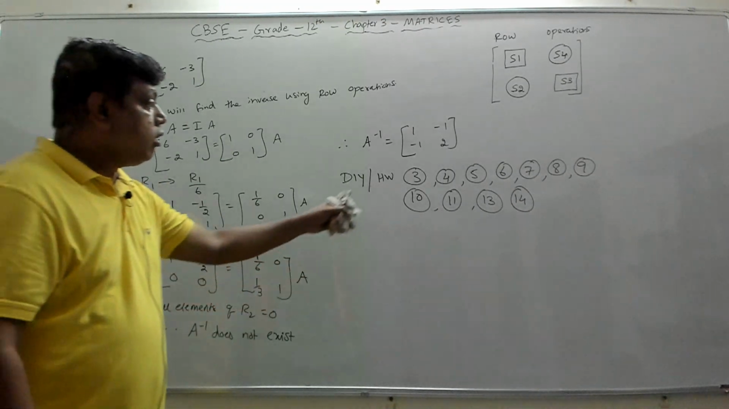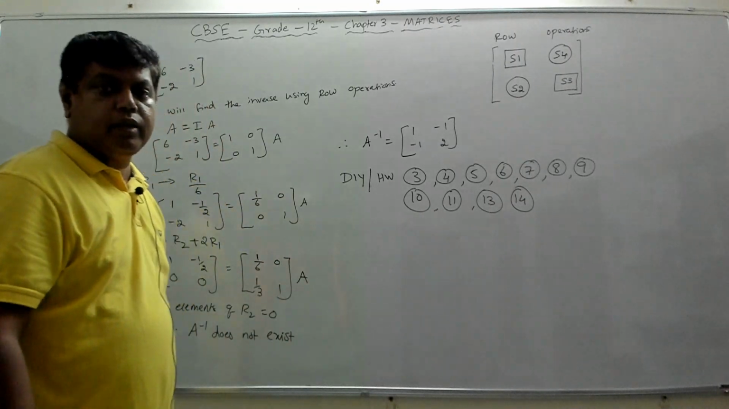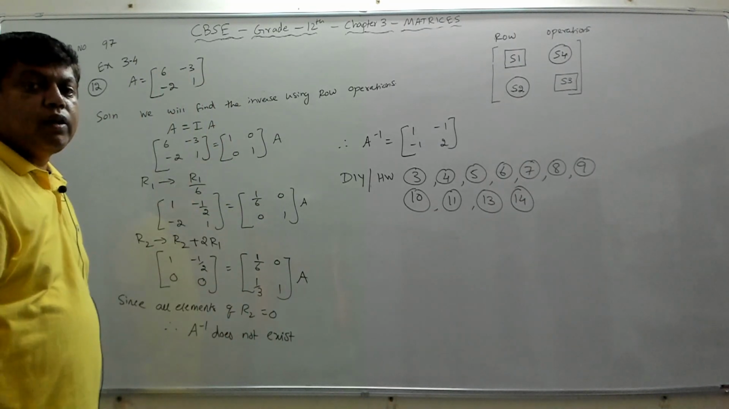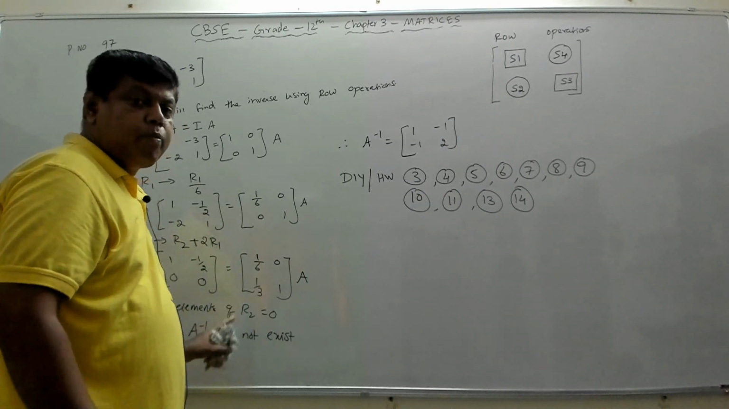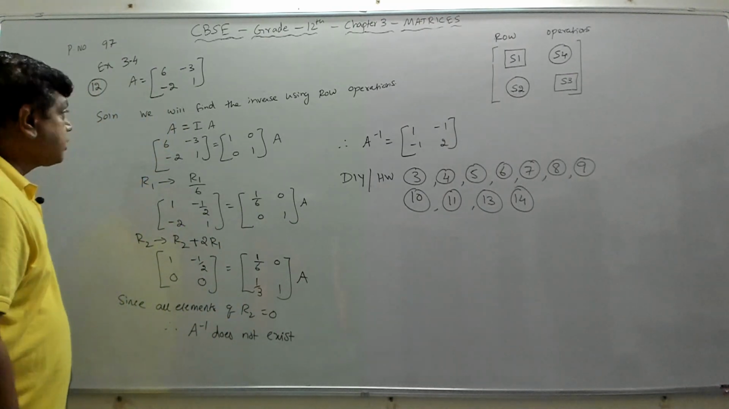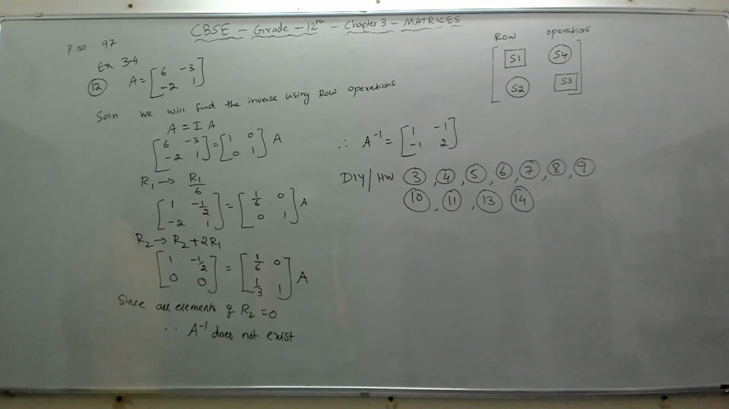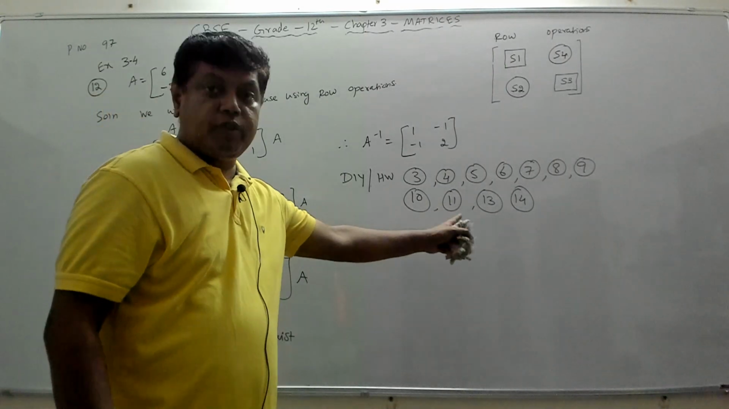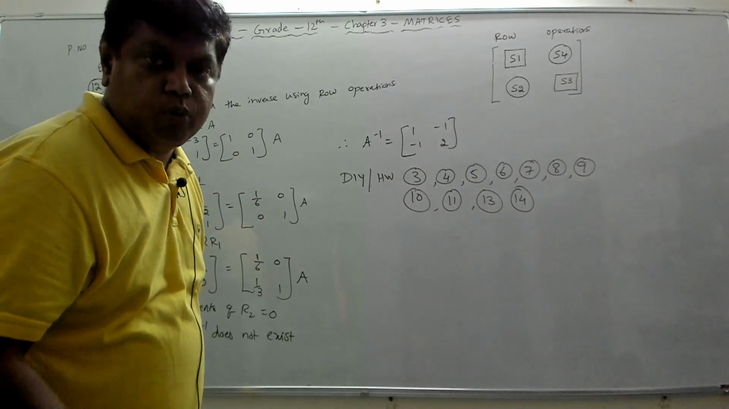You can do all this in a similar way. You will either find an inverse, or you will get into a situation where a particular row or column has all the elements as 0. In that case you have to stop and say inverse does not exist. Fine. So all of you can pause the video, take the notes, and I will meet you in the next video for the continuation, where we will do the 15th problem from exercise 3.4.